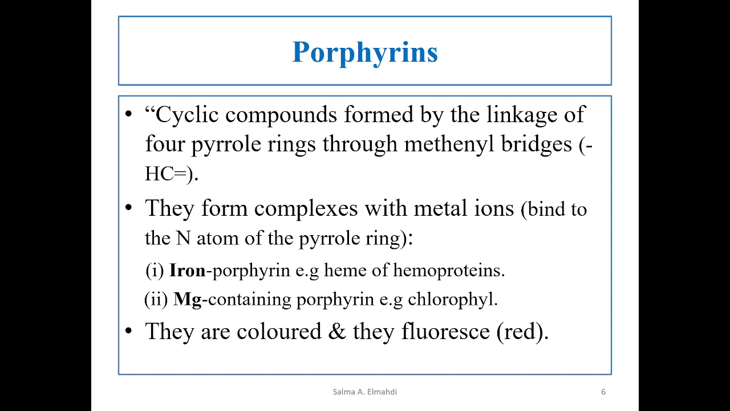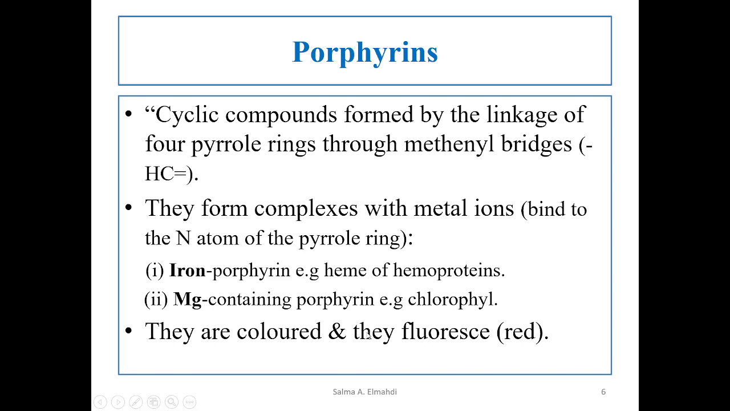What do we mean by porphyrins? Porphyrins are cyclic compounds formed by linking 4 pyrrole rings through methenyl bridges. They form complexes with metal ions such as heme, and the iron will be linked to the N atom of the pyrrole ring. As you know, ferrous or ferric iron in both forms is present at the center of the heme compound.